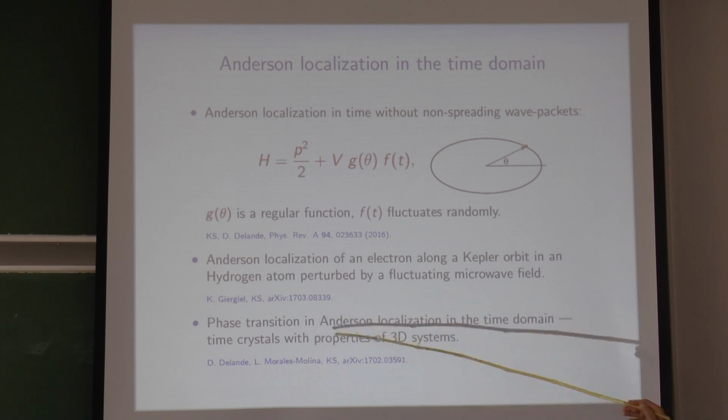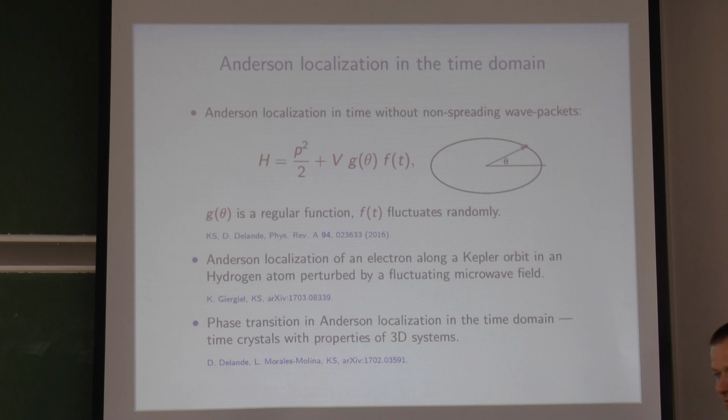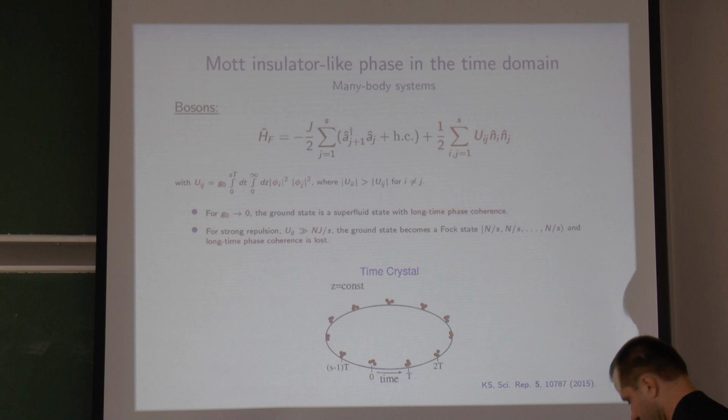For example, in solid state physics there is the Anderson transition in the Anderson localization process, but that requires three-dimensional systems. And we have shown that Anderson localization in the time domain can also reveal a phase transition. There is an idea how to see this phase transition in the time domain. All of this was related to a single particle problem, in this part of my talk. And now we can return again to the many-body problem.